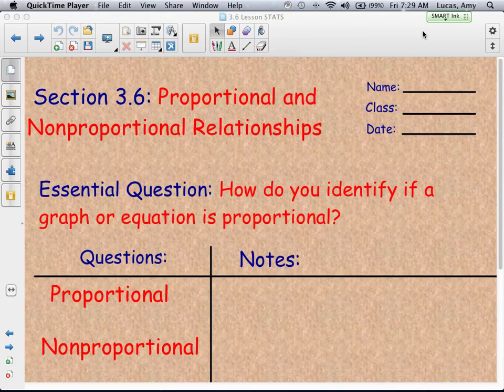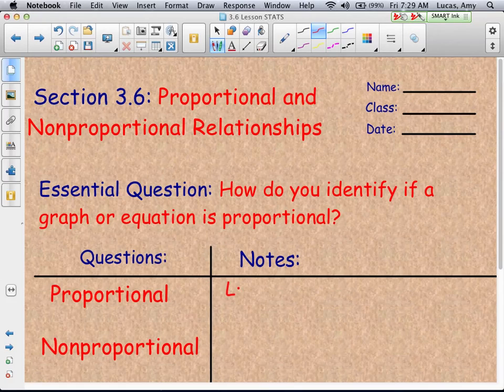Section 3.6, proportional and non-proportional relationships. Our essential question is, how do you identify if a graph or equation is proportional? Well, our new vocab words are proportional and non-proportional. When you're looking at a graph, it is proportional if it is a line through the origin. And it is non-proportional if it is not a line through the origin.